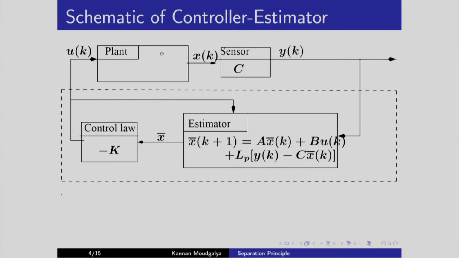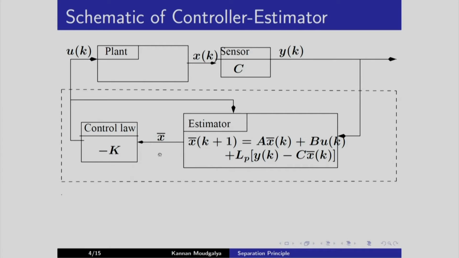We have the plant here. The plant has states X, but X is not measured. We have a sensor indicated by C. What is measured is indicated by Y. That Y goes into the estimator block. Out of that comes X bar.